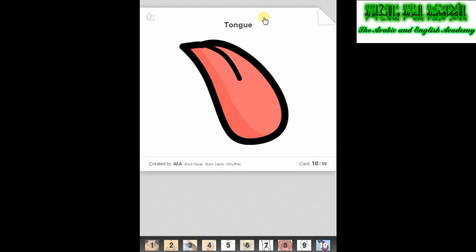And the final word we have for the human body parts unit is tongue. And tongue in Arabic is lisan. Lisan. Tongue. Lisan.